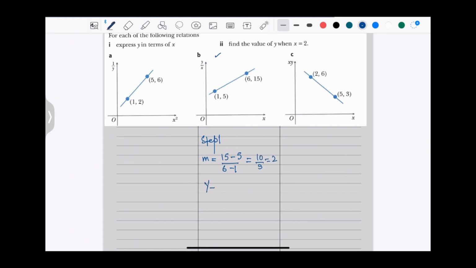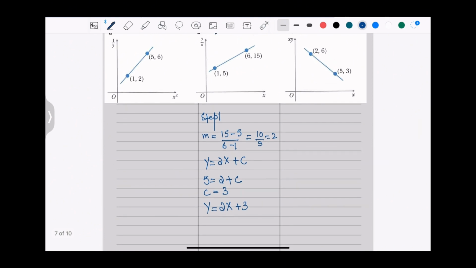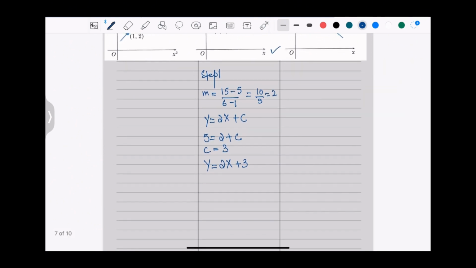And y equals 2x plus c. Taking (1, 5) as the x and y coordinates, 5 equals 2 plus c, and c is equal to 3. So y equals 2x plus 3. Now the x-axis is the same as x, and the y-axis is the same as y over x.